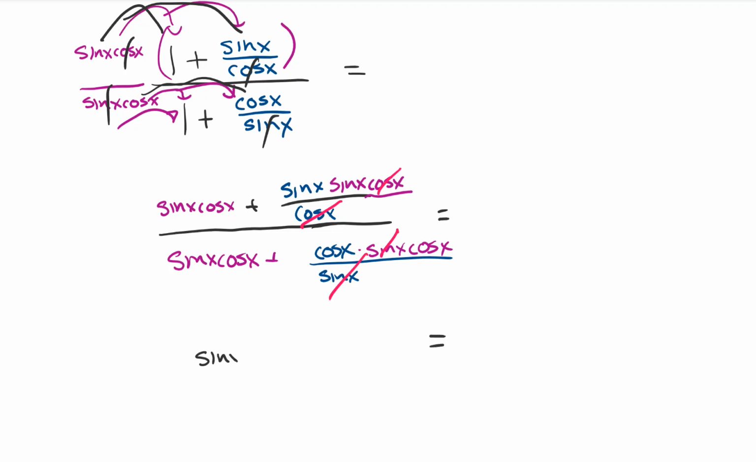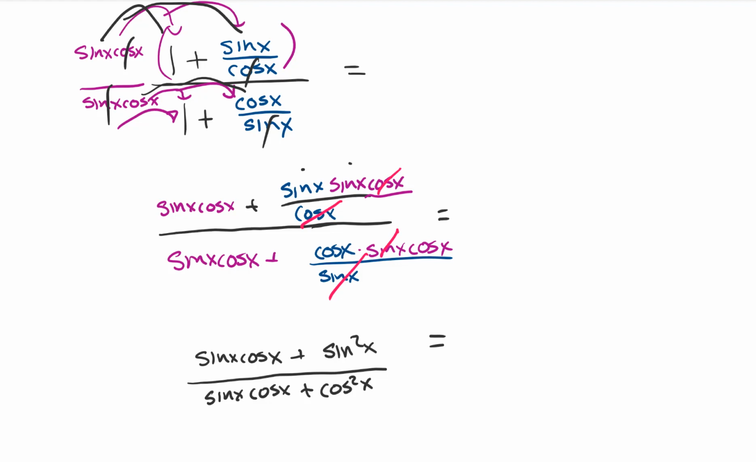Now let's just rewrite this thing. What do we got? Sine x cosine x plus, what does this turn into? Sine times sine, that's sine squared. Down below, what do we got? Sine cosine again. Plus cosine squared of x.